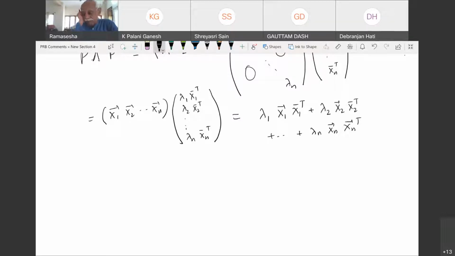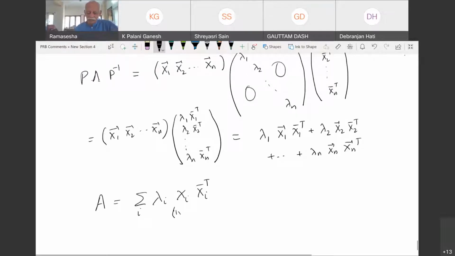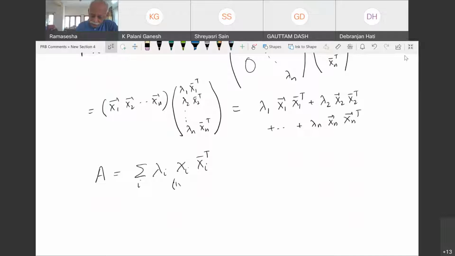Okay, so if I know the eigenvectors and eigenvalues, I can always write down A as the sum over i of lambda i xi xi bar transpose. So xi is one column with n rows, right? Because just look at this, it has got n rows and one column, so it's n by 1. xi bar transpose is therefore 1 by n, and so the product will be an n by n matrix.